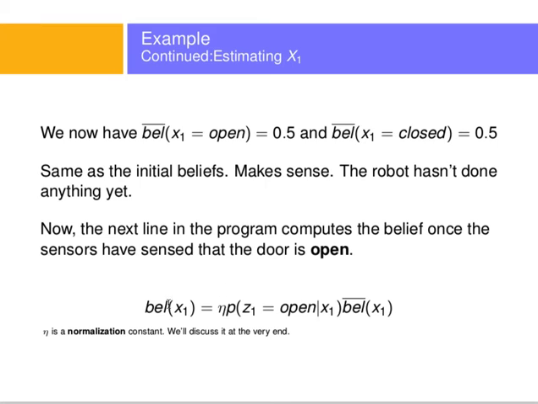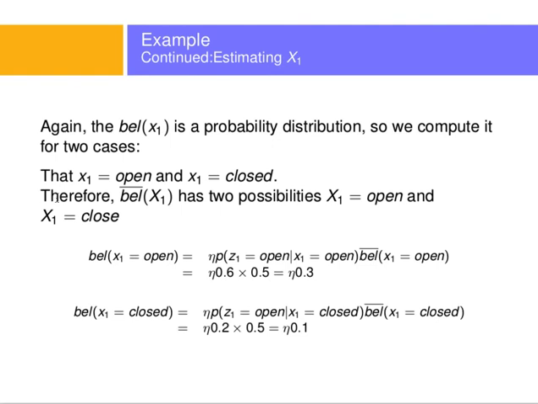Now, the next line of the program, we compute this, right? So, the belief of x1, where this is some constant, and the probability that the sense is open given x1, times the belief bar of x1. And I'll do this for all values of x1. So again, the belief of x1 is a probability distribution, so we compute it for two cases, that x1 is open and that x1 is closed. Therefore, the belief of x1 has two possibilities, when x1 is open and when x1 is closed. So let's do belief of x1 open.